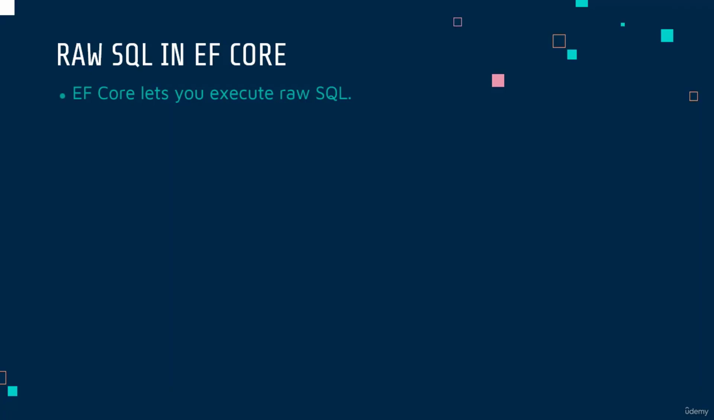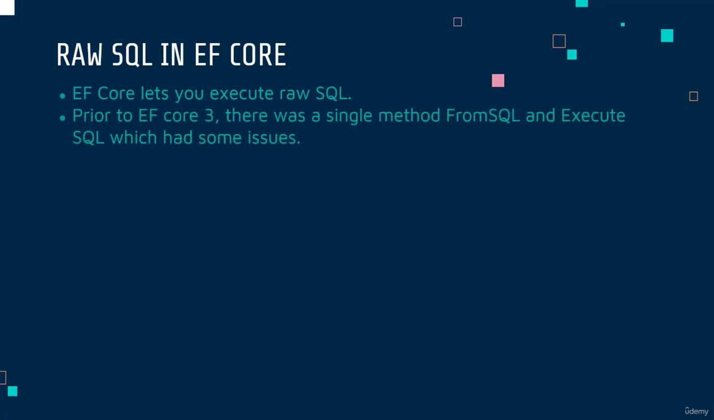EF Core also lets you execute Raw SQL. It can be a full SQL expression, or you can execute a stored procedure for creating or modifying data in the database. We already have one stored procedure, so we will be working with that. Let me first take a look at how this will work.